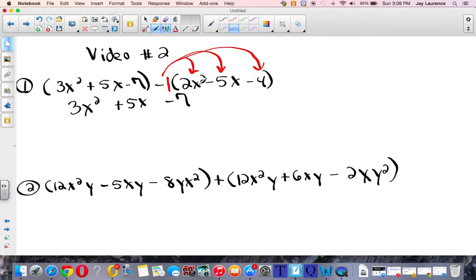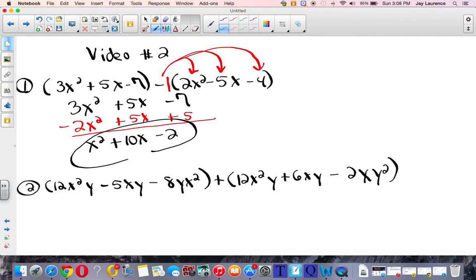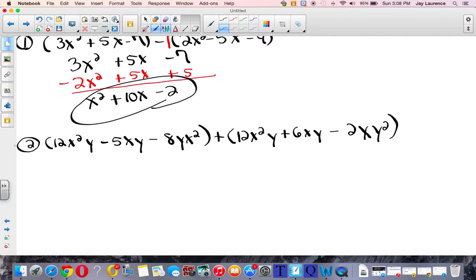And then I'll get a negative 2x squared, and I'm going to write them vertically this time. Won't do that every time. Plus a 5x and plus 5. Going to combine those like terms, get an x squared. If I have 3x squareds and I take 2 of them away, I'm left with x squared, or 1x squared if you like. Some of you put that 1 in there. Plus 10x's and minus 2. There you go.